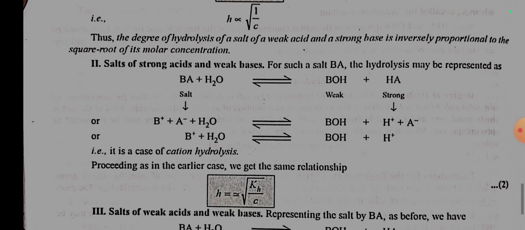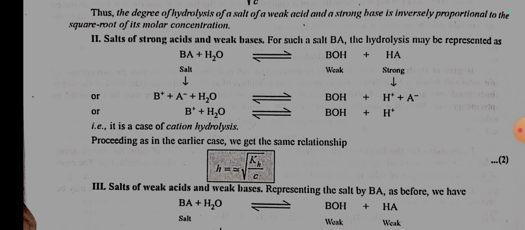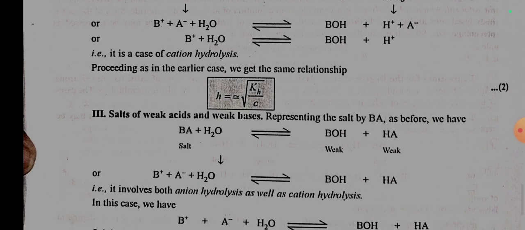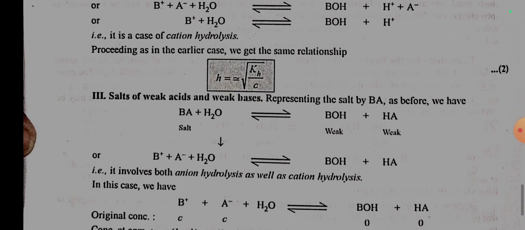Number 2. Salts of strong acid and weak base. For such a salt BA, the hydrolysis may be represented as BA plus H2O in equilibrium with BOH plus HA, or B positive plus H2O in equilibrium with BOH plus H positive. That is in case of cation hydrolysis. Proceeding as in the earlier case, we get the same relationship: h is equal to the square root of Kh by C.